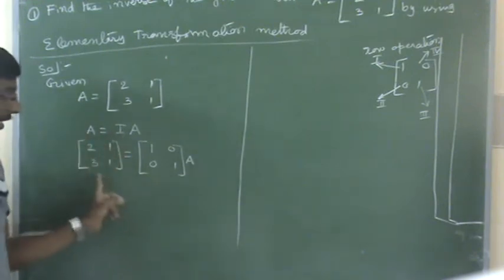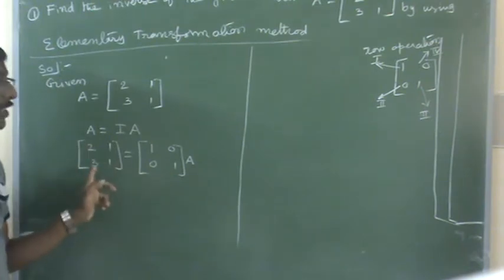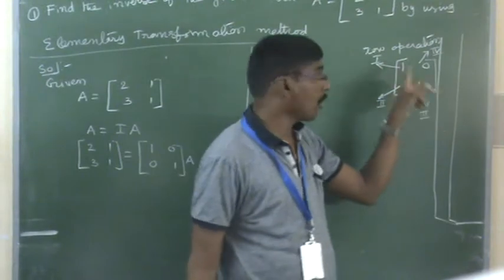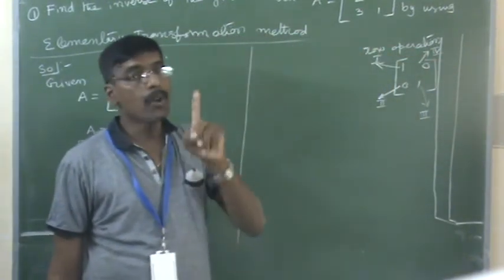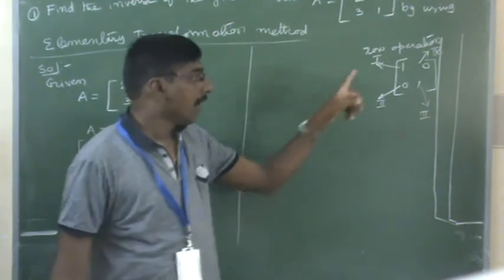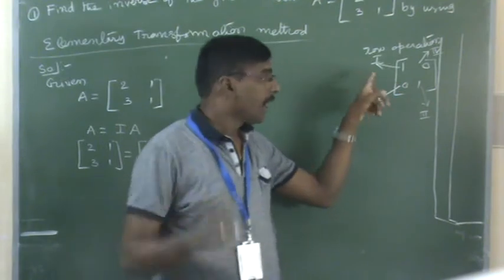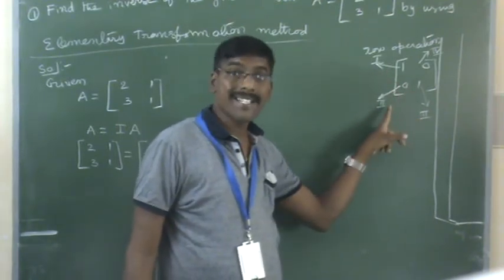In the left hand side, the matrix should be converted to [1, 0; 0, 1]. Here also, by using row operations, your target should be to convert the A11 place to 1, that is the first step. The A21 place should be converted to 0, that is the second step.